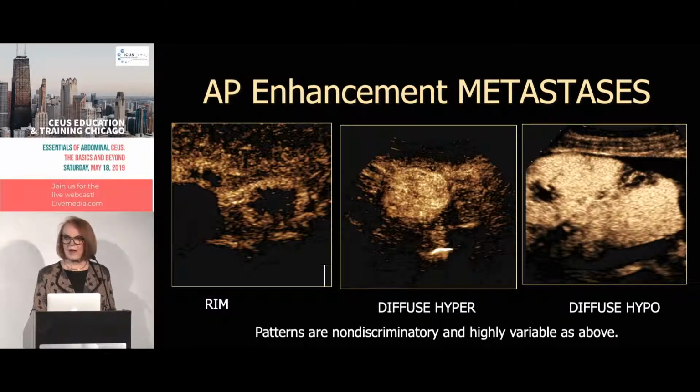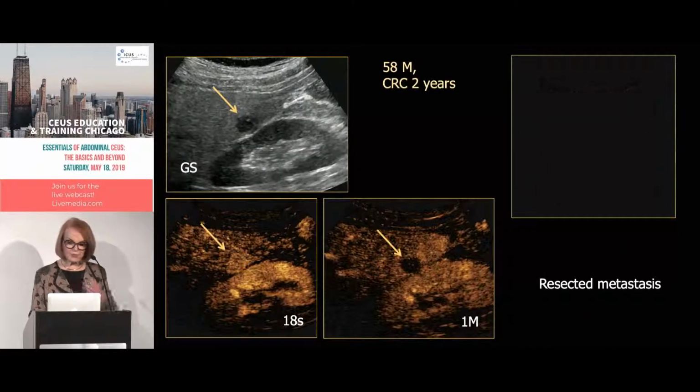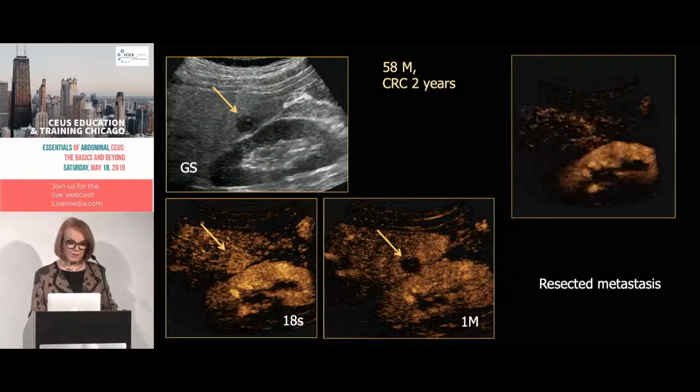So we can see, as on the schematic, a rim, a diffuse hyperenhancement, and diffuse hypoenhancement. And these are metastases demonstrated by their behavior in the portal phase.